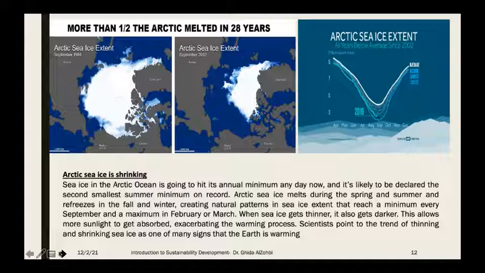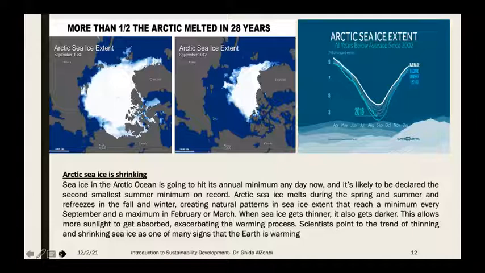More than half of the Arctic sea ice is shrinking. Sea ice in the Arctic Ocean is going to hit its annual minimum, and is likely to be declared the second smallest summer minimum on record. Arctic sea ice melts during the spring and summer and refreezes in the fall and winter, creating a natural pattern in sea ice extent that reaches a minimum every September and a maximum in February or March.